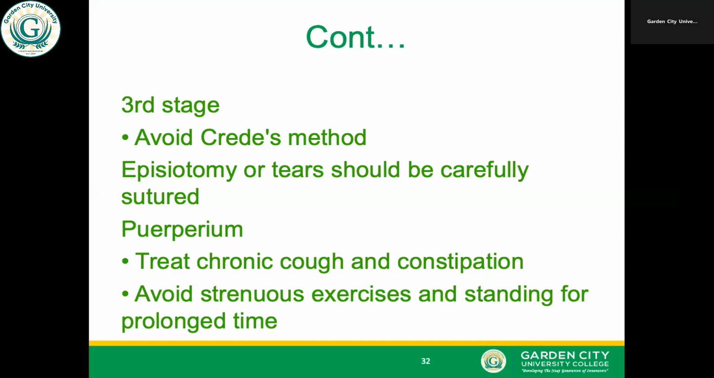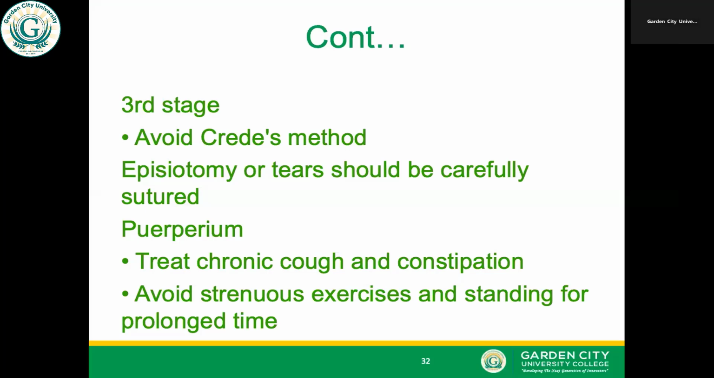And during puerperium, you should treat chronic cough and constipation, because when a woman is having chronic cough, it will cause pressure on the lower abdominal muscles. And because there is pressure there, it will also cause pressure on the uterus and thereby affect the ligaments. And at the end of it all, it leads to uterine prolapse. So if a woman is having chronic cough during puerperium, it is right that we treat it.